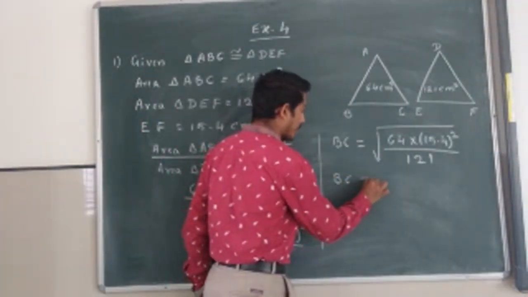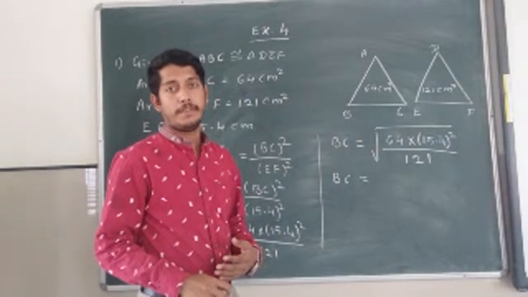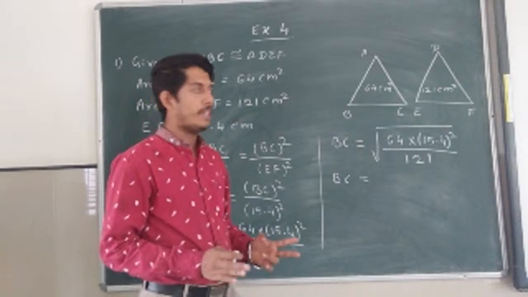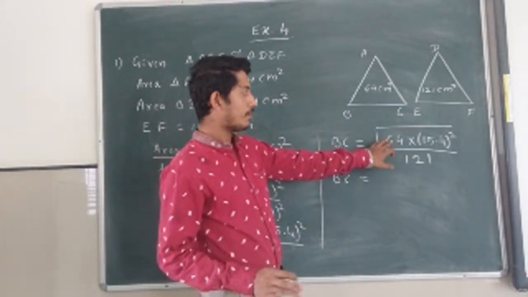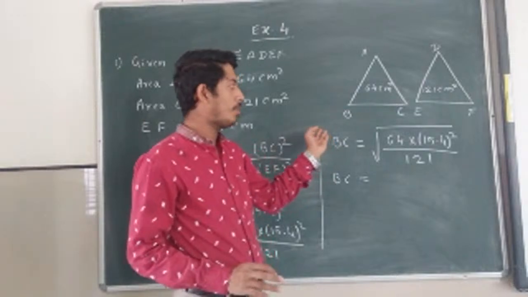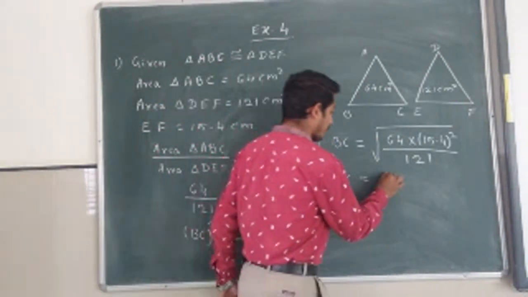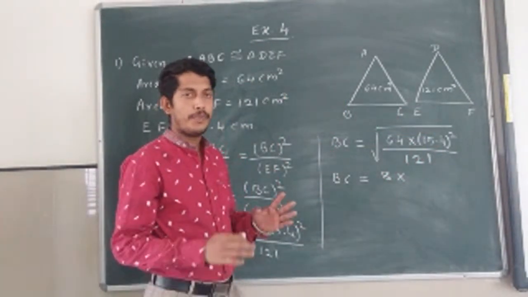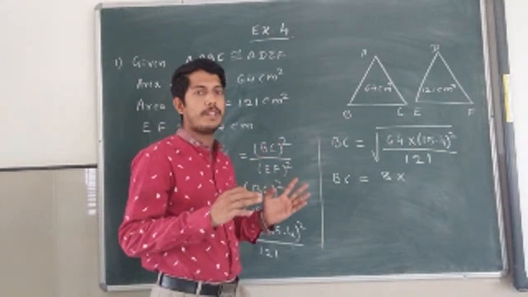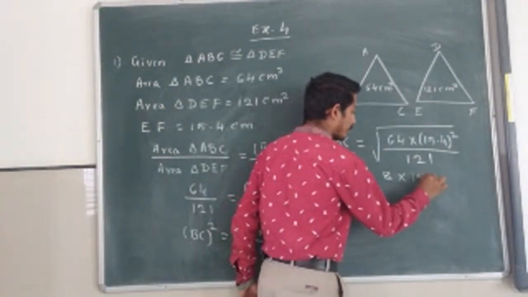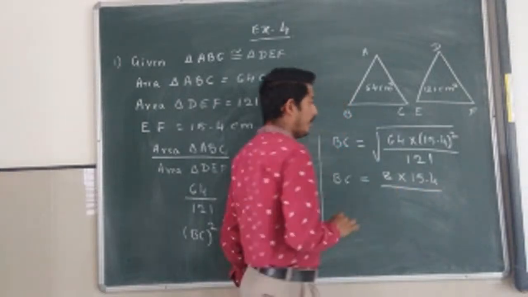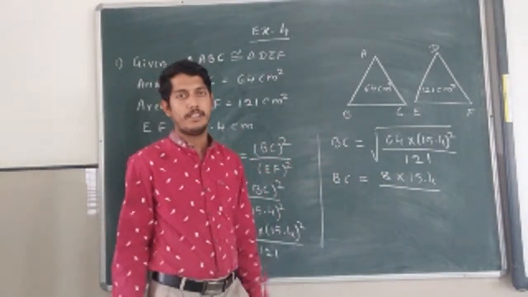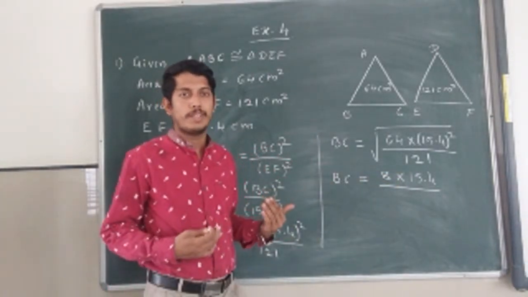That's why BC becomes... 64 means 8 square is 64, 8 eights are 64. So 8 square, we multiply it two times, and it gives 64 as the answer. When 8 square comes outside the square root sign, it becomes 8. Similarly, when 15.4 whole square comes outside the square root sign, it becomes 15.4. And we know that 121 is 11 square, so when 11 square comes outside the square root sign, it becomes 11.